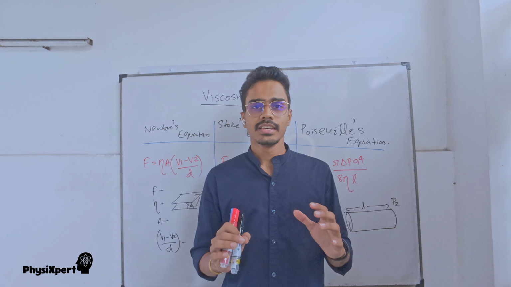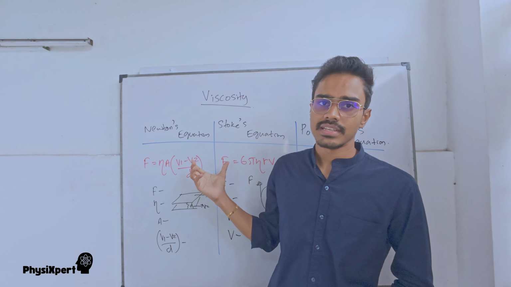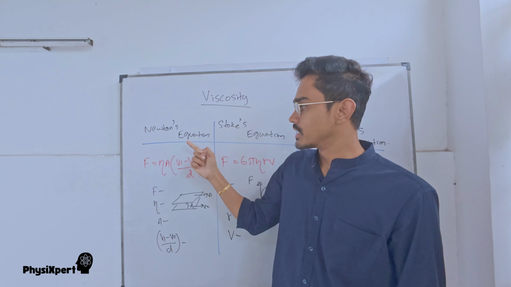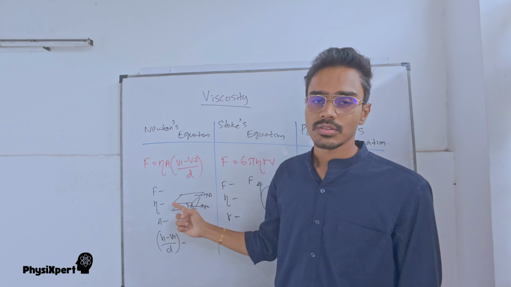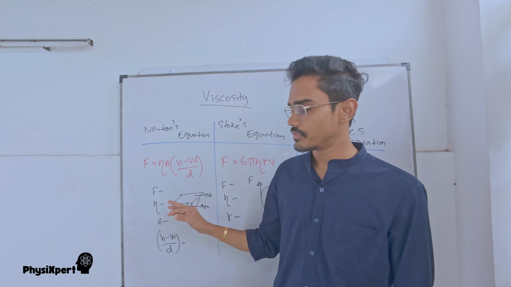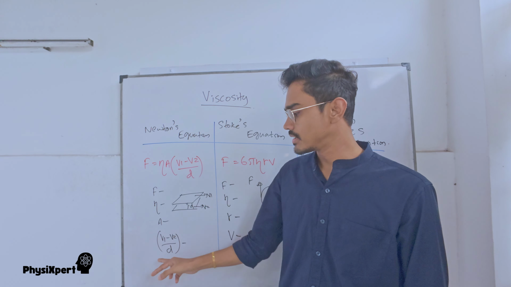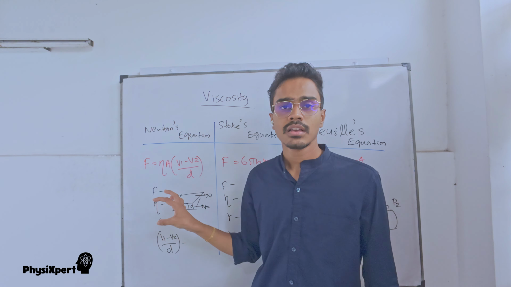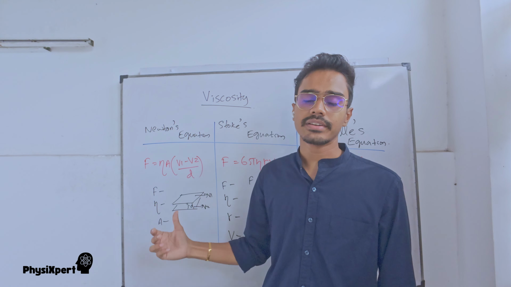Okay, here, if I collect all three equations we have in viscosity onto a single page, the first one is Newton's equation as I explained before. Newton's equation is F equals eta A (V1 minus V2) over D. The terms are: F is viscous force, eta coefficient of viscosity, A area perpendicular to the gradient of velocity, and (V1 minus V2) over D is the gradient of velocity. And this equation is only valid for the relative motion between liquid layers.